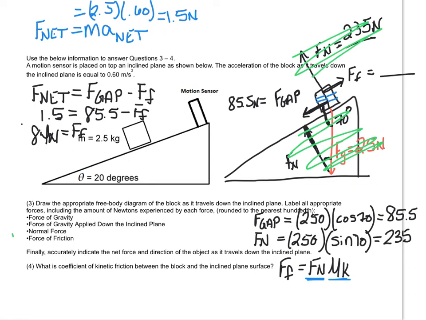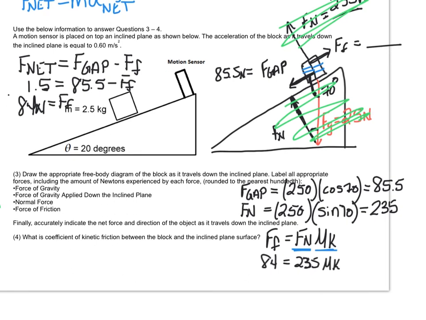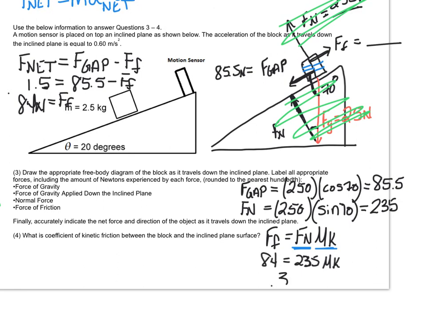Now I can walk that down here to this equation that we forgot about just a moment ago on the bottom right of the paper. Force of friction is equal to 84 newtons. Force of normal in this particular scenario is 235. Coefficient of kinetic friction is equal to 84 divided by 235, or 0.36. Coefficients of friction have no units, therefore this is the correct answer.